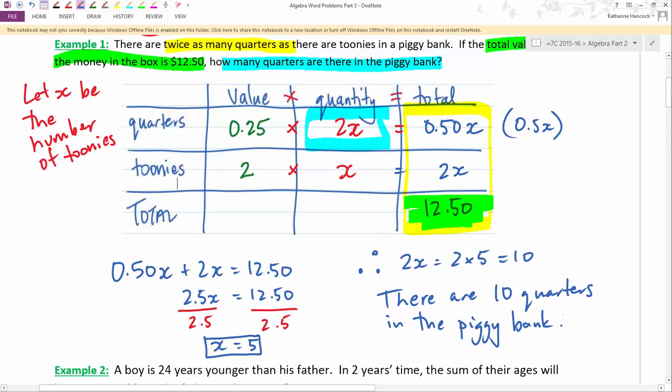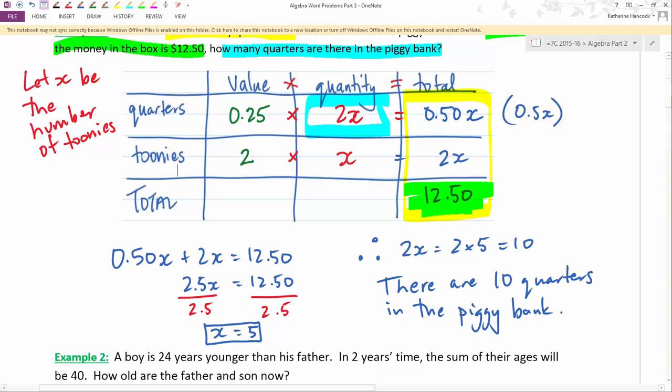And we're done. We're done our example that deals with money. So if you didn't understand anything, go back, watch it again later.